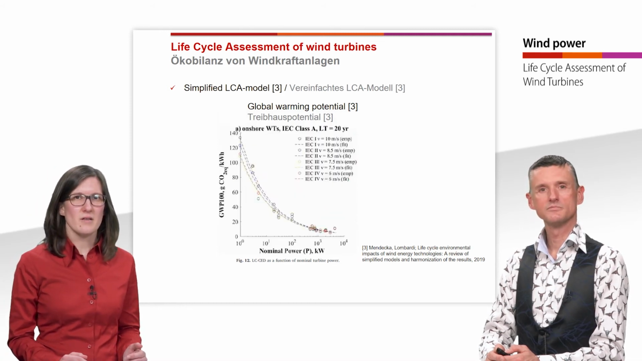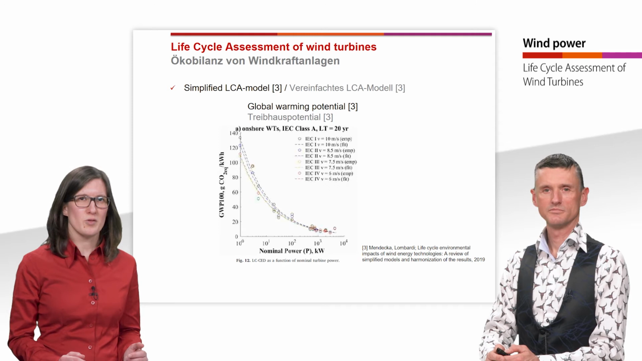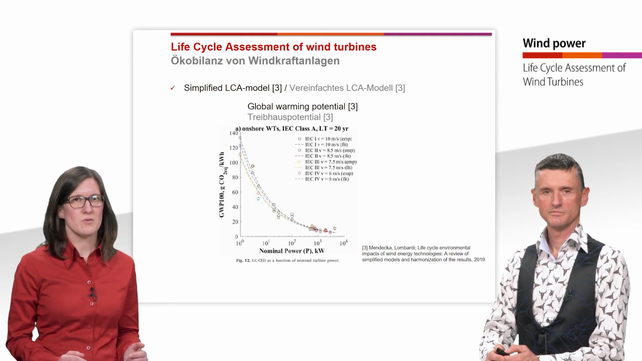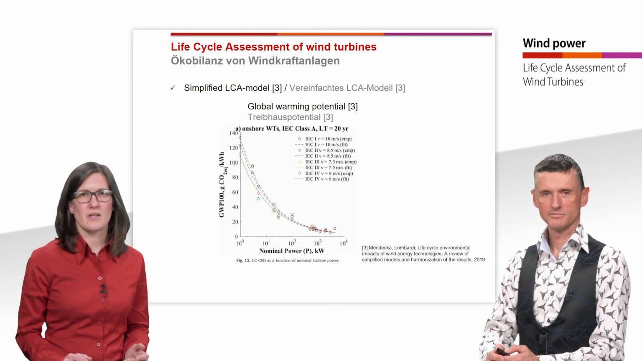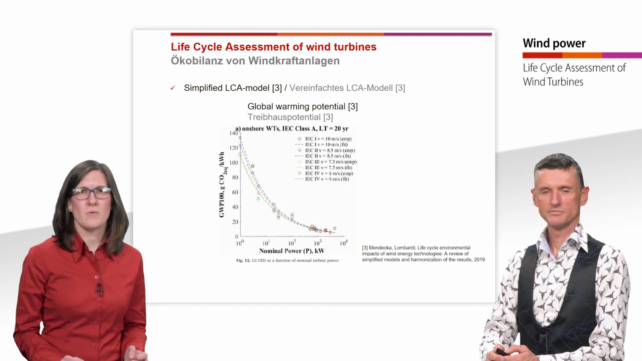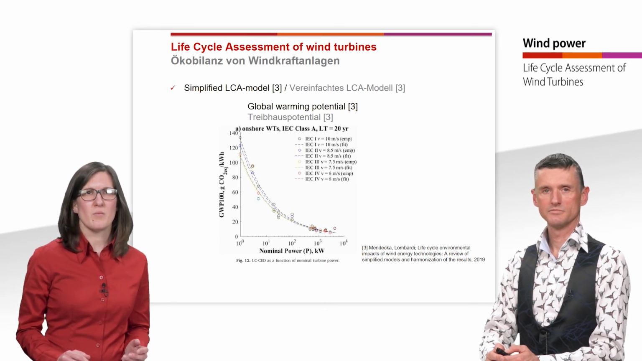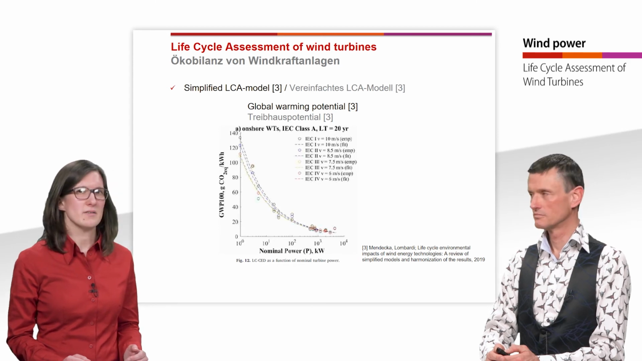In this graph here, the CO2 emissions per produced kilowatt-hour of electricity are shown over the nominal power in kilowatt. The CO2 emissions per kilowatt-hour decrease with increasing nominal power. Thus, bigger plants are more efficient than smaller plants.